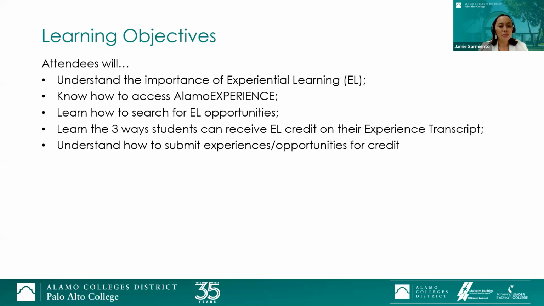So again, we do not expect you to be super users, but we do want you to know how to access AlamoEXPERIENCE so that way you can inform a student because it is really here to benefit the student. You will also learn how to search for experiential learning opportunities. So again, those opportunities are to better enhance the student experience. And then learn the 3 ways students can receive experiential learning credit on their experience transcript. So really understanding what's the purpose of the transcript, what is experiential learning credit, and then really how a student can get benefit from that.